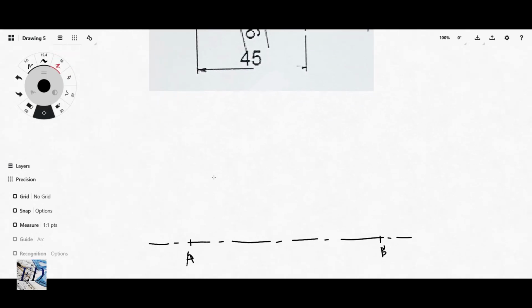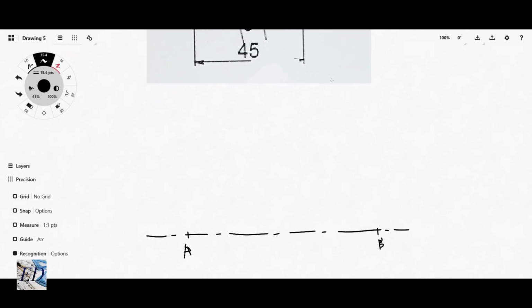At point B, we measure a distance of 7 millimeters to get the center point. That is a bit too high. 7 millimeters to get the center point of that arc, and then we draw our arc here with radius 7 millimeters.